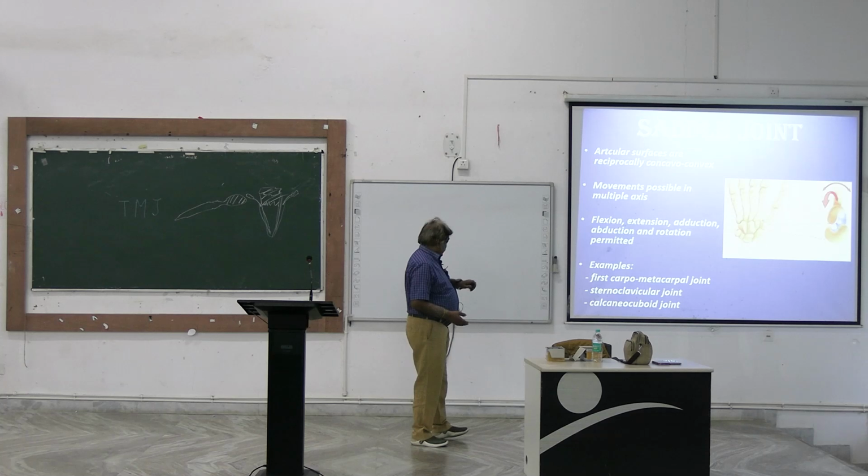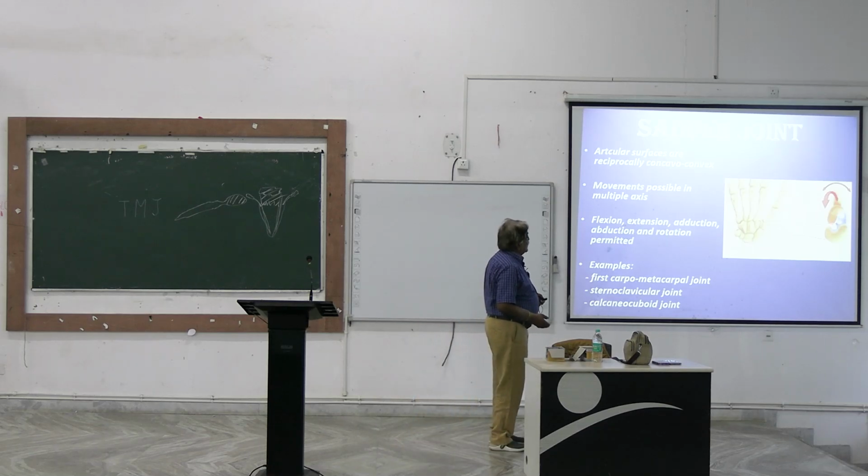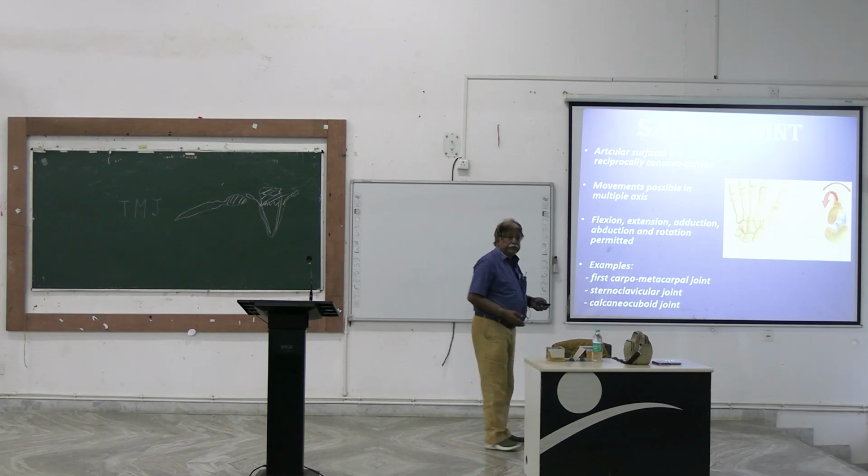Now, saddle joint: articular surfaces are reciprocally concave or convex here. Concave and convex here. Movements are possible in multiple axes: flexion, extension, adduction, abduction and rotation are permitted. Examples: first carpometacarpal joint, sternoclavicular joint and calcaneocuboid joint.